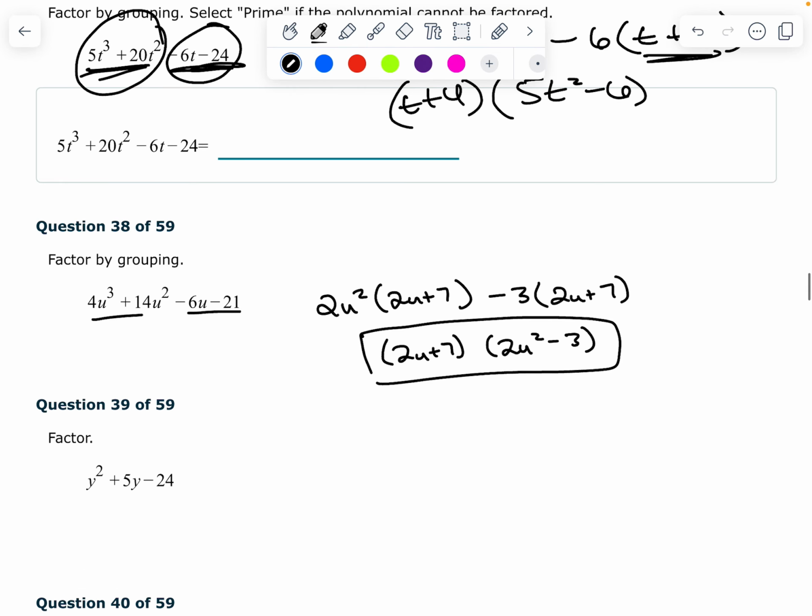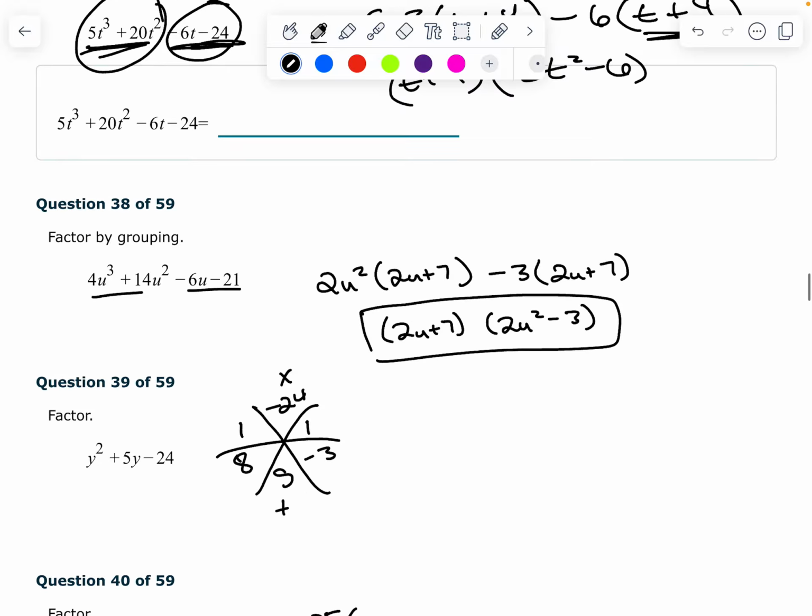For 39, we have 3 terms. Anytime you have 3 terms, you should do the star method. A times C on top. That's 1 times negative 24, which is negative 24. A on top left and top right, that's 1 and 1. B on the bottom, that's positive 5. And now I need to multiply to negative 24 and add to 5. Take a second, use your calculator, see if you can find those numbers. They should work as 8 and negative 3. Those both multiply to negative 24 and also add to positive 5. So then my answer is y plus 8, y minus 3.